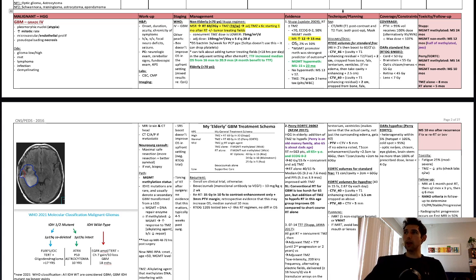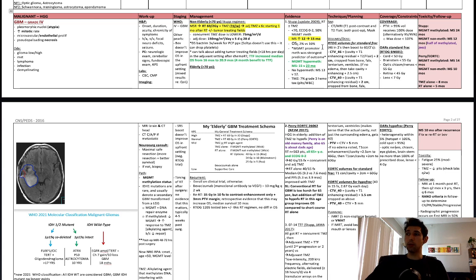Evidence: the STUPP trial, which is updated, was looking at the role of radiation plus or minus temozolomide. These patients were all less than 70. They had good performance status with ECOG of 0 to 2. 50% had MGMT methylation. The median survival was increased from 12 months to 15 months with the addition of temozolomide. The overall survival at 5 years was 2% versus 10% with temozolomide.